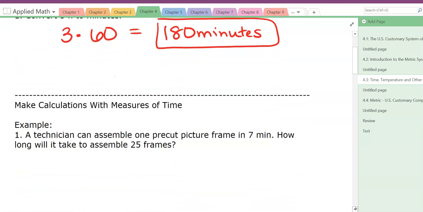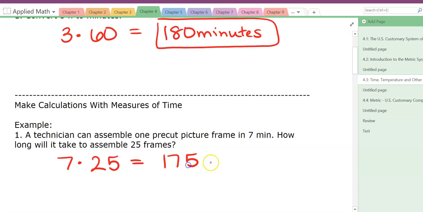The next one says that a technician can assemble one pre-cut picture frame in 7 minutes. How long will it take to assemble 25 frames? What would you do for this one? Right, just take that 7 minutes times 25, because it's 7 minutes for every one frame. Now, if it was 7 minutes for 2 frames, then we would have to set up a bit of a different problem. But every 7 minutes, he gets 1 frame done. So we're going to do 7 times 25. So how long is it going to take him to do that?